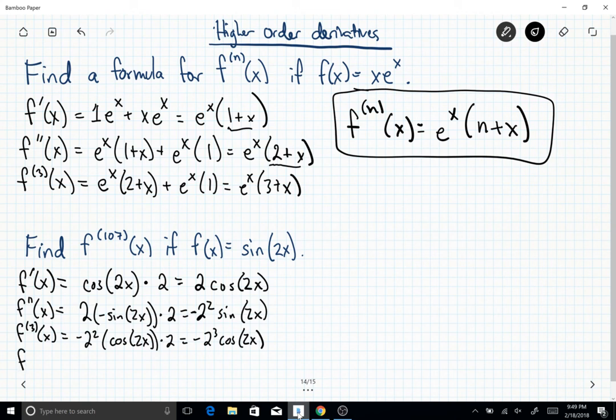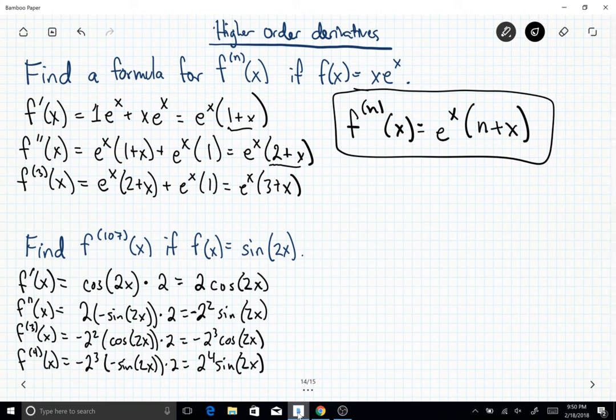So I bet you're starting to catch a trend in terms of what's happening thus far. Hopefully we can finish that trend. So in the next case, we got to take the derivative of cosine of 2x. We already know what that is going to be. That's going to be negative sine of 2x times 2. So notice negative times a negative makes a positive. 2 to the 4th sine of 2x. So notice this kind of cycled back to the sine of 2x. The only thing is we'd have a 2 to the 4th sitting out in front.